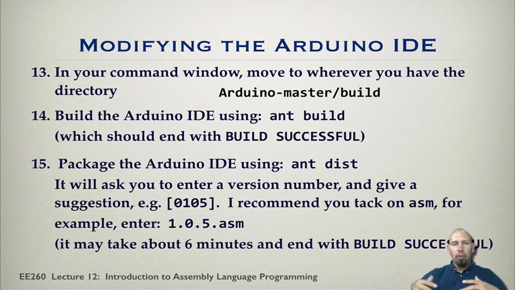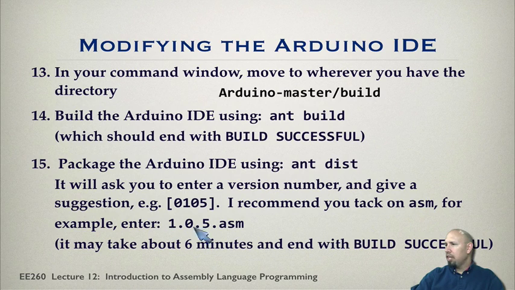So it'll start running when you execute this command from the command window. It'll do a bunch of stuff, and then it'll come up and ask you to enter a version number, and give you a suggestion. For example, it'll give you this as a suggestion. I recommend that you take whatever it gives you and then tack on ASM.